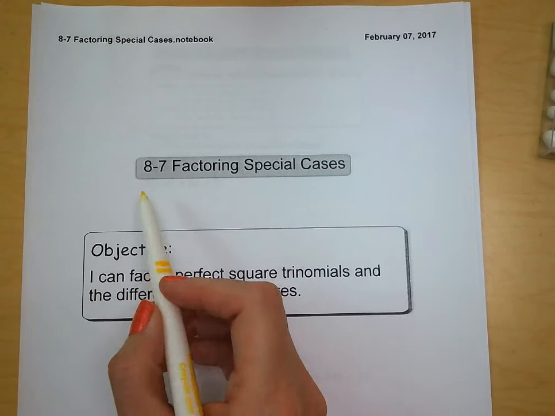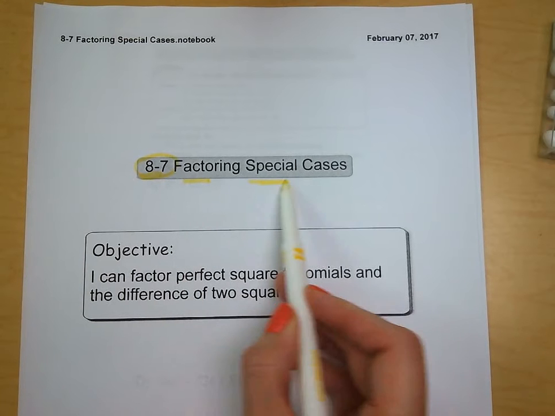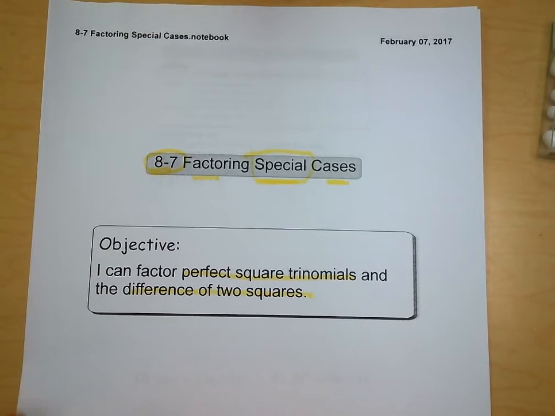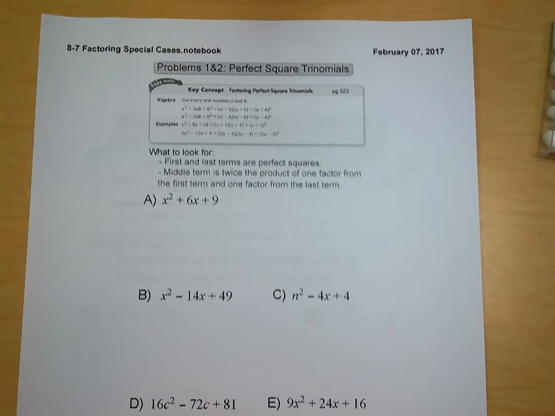Hi guys, today we're going to work on lesson 8-7, factoring special cases. Our objective for the day is to factor perfect square trinomials and the difference of two squares. So this goes back to lesson 8-4 when we were distributing these special cases, and we said it'd come back a little bit later, and here we are.